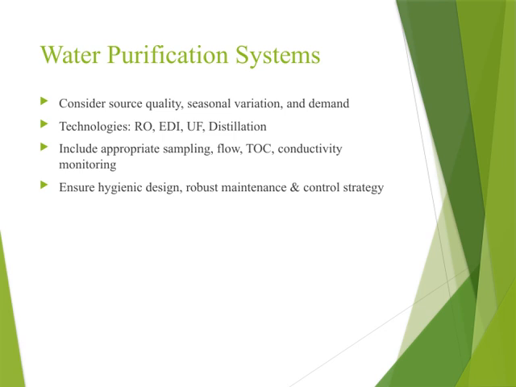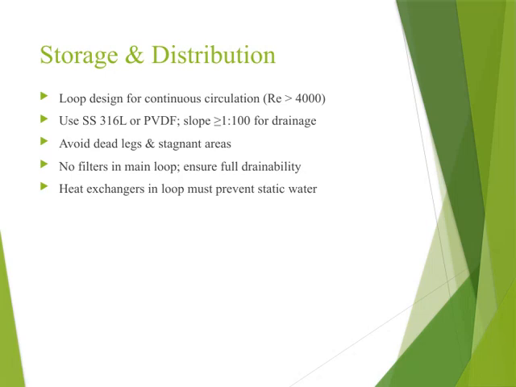Finally, it's vital to ensure that the entire system has a hygienic design, making cleaning and maintenance straightforward. A robust maintenance and control strategy is key to prevent contamination and ensure reliable operation over time. All these elements work together to produce pure, safe water efficiently and reliably, supporting the overall goals of quality and compliance in our operations. Let's talk about storage and distribution in our system.